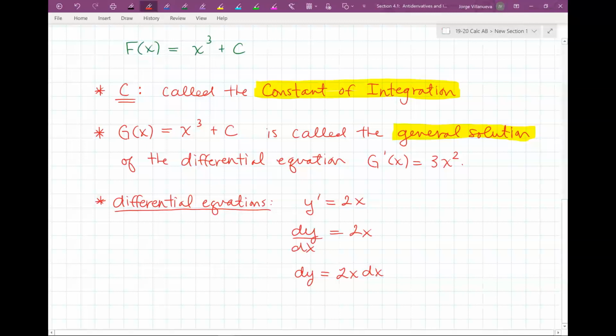Okay, the y prime, remember, is just a shortcut to writing f prime of x, right? You could also say f prime of x equals 2x. That's another way that we wrote derivatives. So any one of those can be considered a differential equation. Whenever you take the integral of one of those differential equations, then we call it the general solution, when you figure out where it came from.